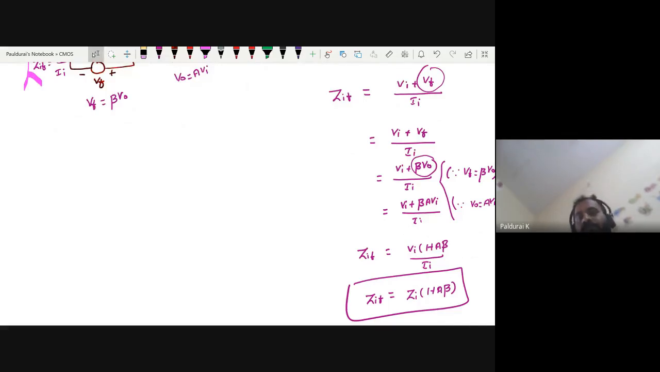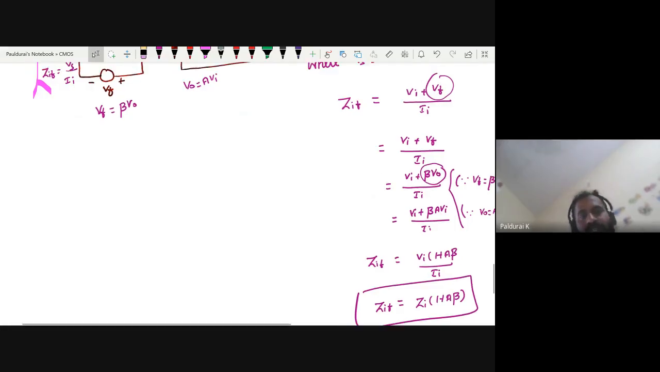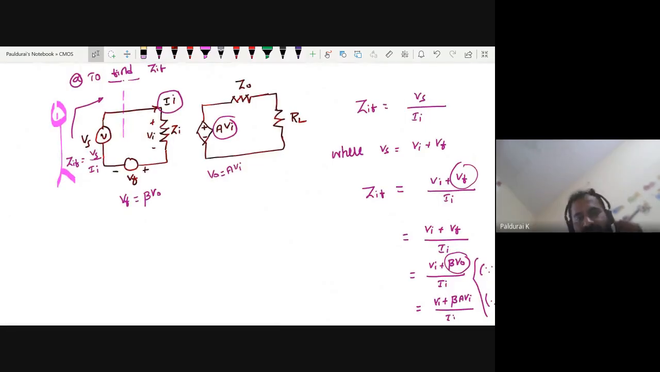Okay. So quickly I want to find the output impedance also for this voltage series feedback amplifier. Okay. What is the procedure to calculate output resistance?